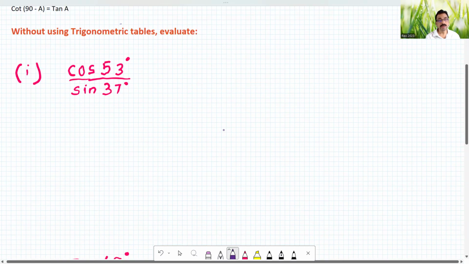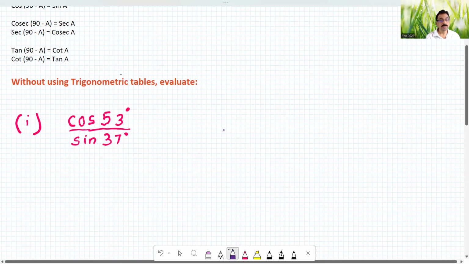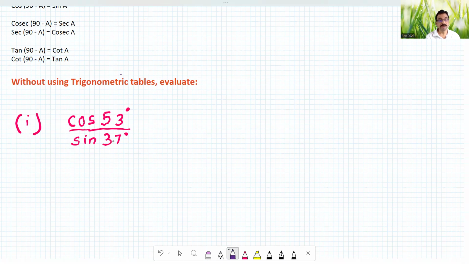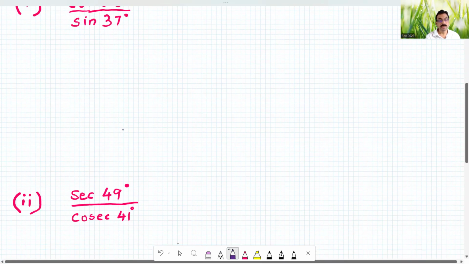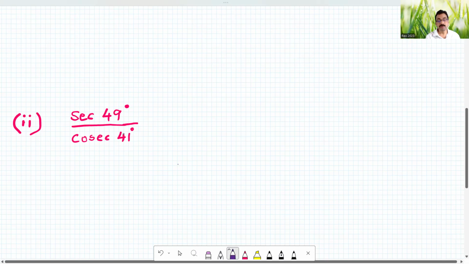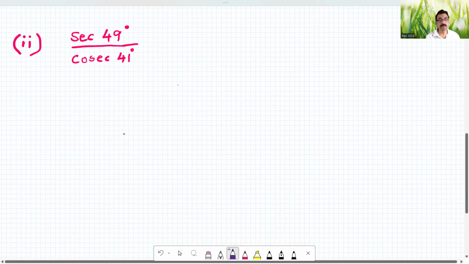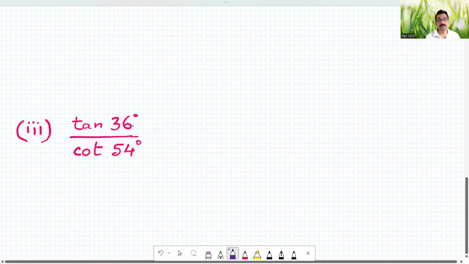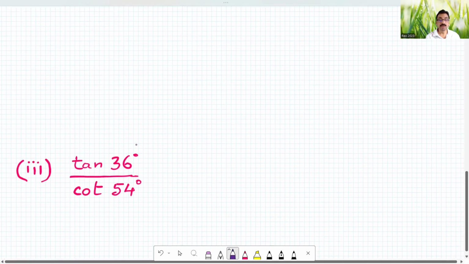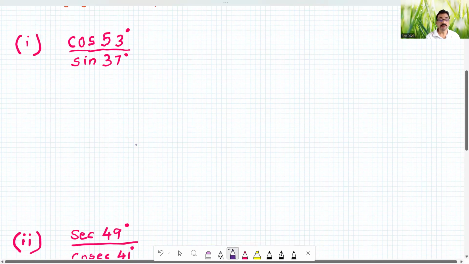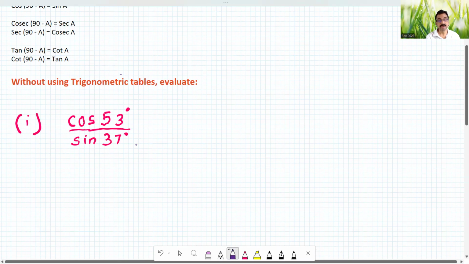Now, if you look at these 3 questions, you will see a pattern here. Here, 53 and 37, don't they add up to 90 degrees, right? What about this 49 and 41? This also adds up to 90 degrees. 36 degrees and 54 degrees, again, it adds up to 90 degrees. So in these 3 sub questions, you can see that there is this pattern of 90 minus theta, right?